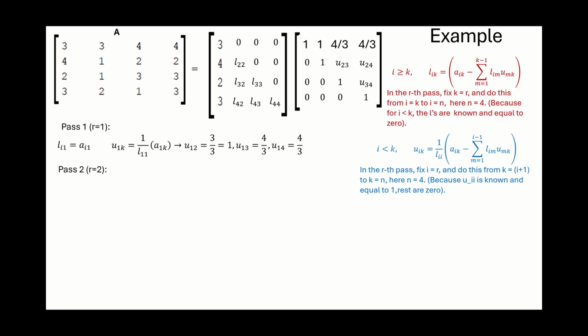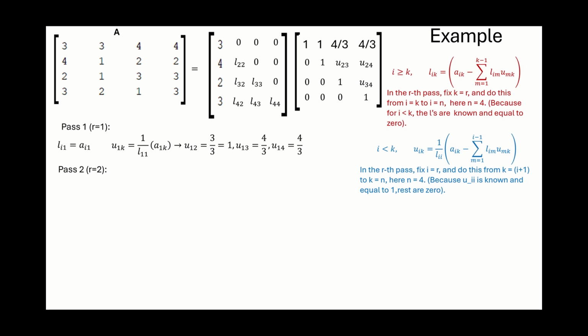Now let's begin our second pass. In the first formula, we fix k equal to 2, and to find L sub ik, where i is anywhere between k and n, because otherwise we already know L sub ik equals 0, we will subtract from A sub ik the sum from m equals 1 to m equals 1 of L sub im times U sub mk.